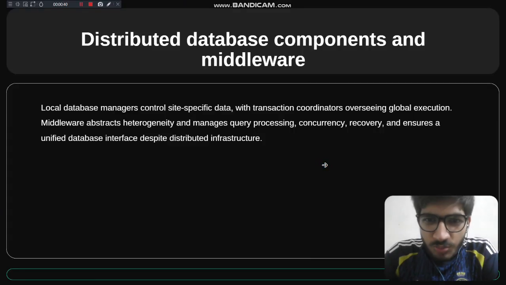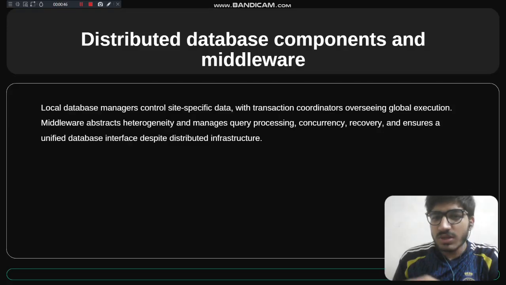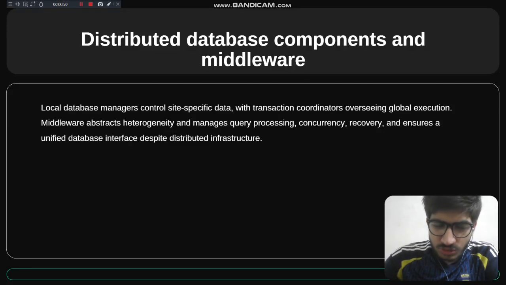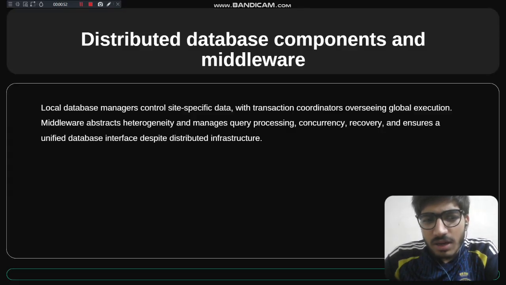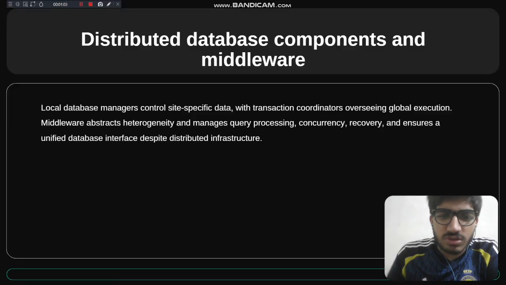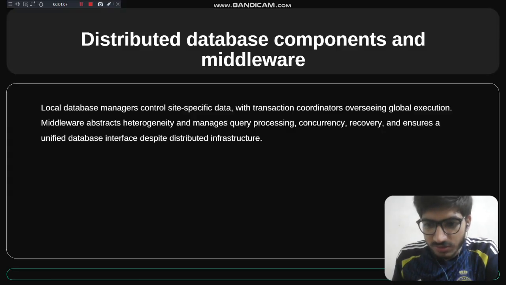Distributed database components and middlewares. Local database managers control site-specific data, with transaction coordinators overseeing global execution. Middleware abstracts heterogeneity and manages query processing, concurrency, and recovery, and ensures a unified database interface despite distributed infrastructure.